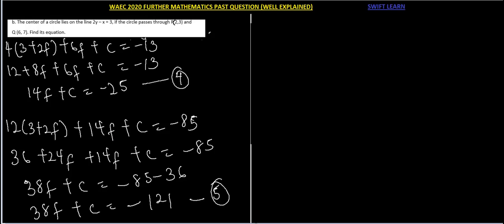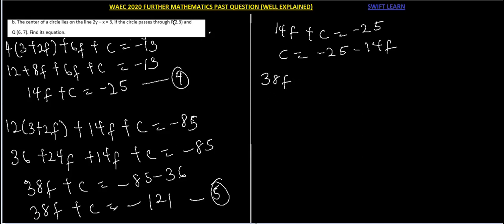Now what are we going to do to get this thing quick and easy? The best thing to do here is to subtract this from each other. So subtracting this from this, we have 14f plus c equals minus 25. Or you can just make this a formula. This will be minus 25 minus 14f. I think this is better, so we can easily get our c. So put it into this. This will be 38f. Where I see c, I have minus 25 minus 14f equals to minus 121.